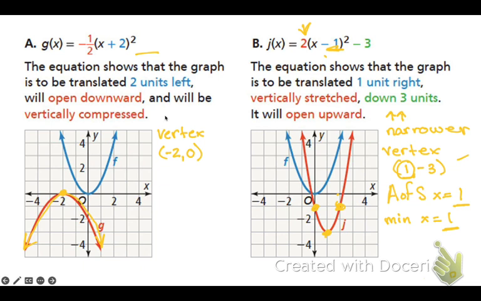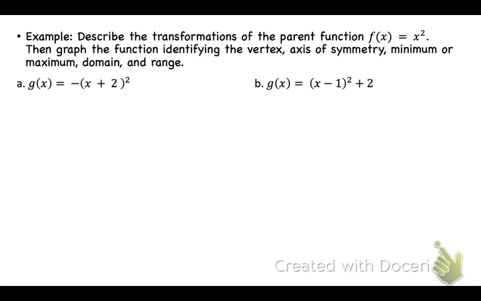The biggest thing you need to remember about the h is it's the opposite sign because the formula is negative h. So it will always be the opposite direction. So what you're doing today is basically this: describe the transformation, then graph the function, identify the vertex, the axis of symmetry, minimum, maximum, domain, and range. Everything we've been doing, we did in chapter 1, the beginning of the year.